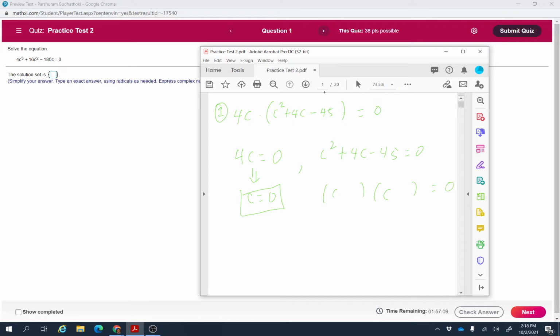We are looking for two numbers whose product is negative 45 and whose sum is 4, and those two numbers are 9 and negative 5. 9 times negative 5 is negative 45, and 9 plus negative 5 is positive 4. By using the zero product property, now we have two answers. c plus 9 equals 0 gives c equals negative 9, and c minus 5 equals 0 gives c equals positive 5. So these are the three possible solutions: c equals negative 9, 0, and 5.